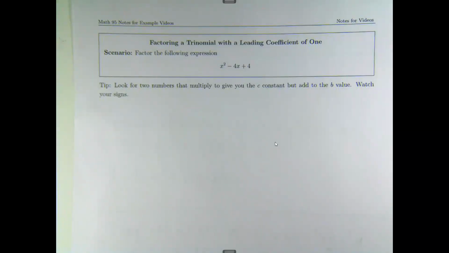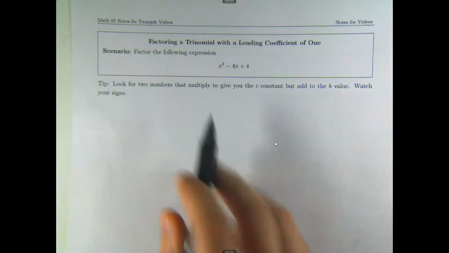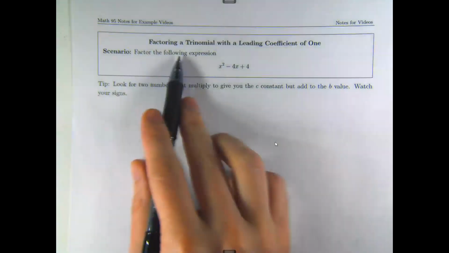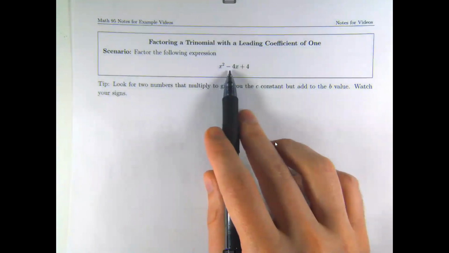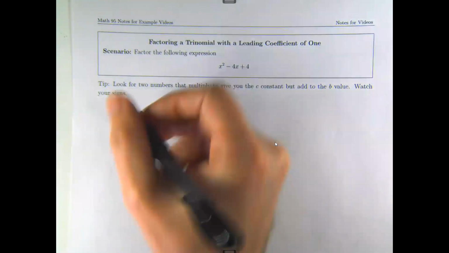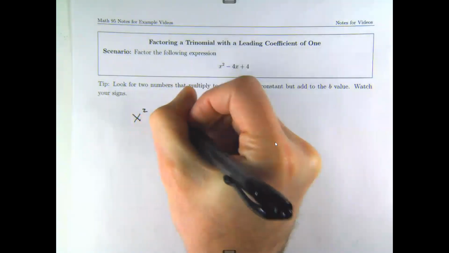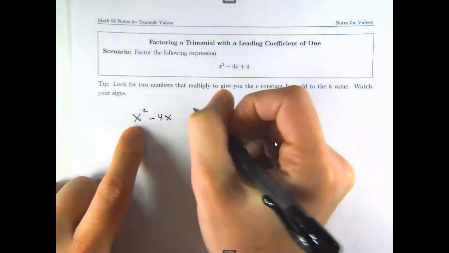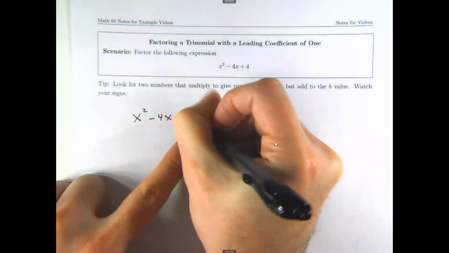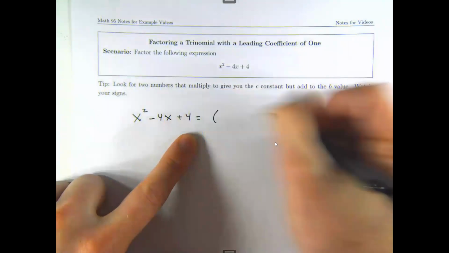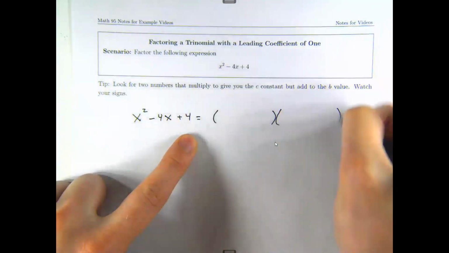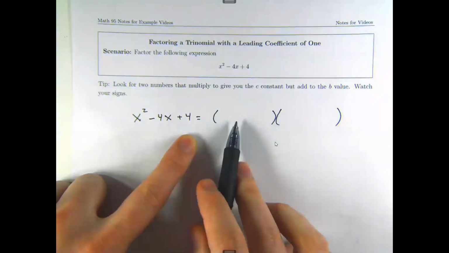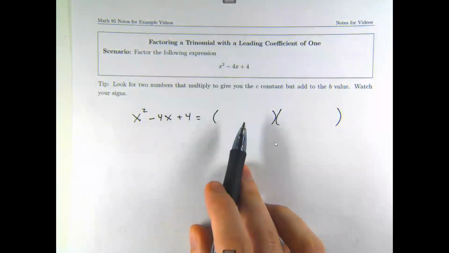Looking at factoring a trinomial with a leading coefficient of 1. So I have the scenario here: factor the following expression, x squared minus 4x plus 4. When I'm factoring a trinomial, tri meaning 3, nomial meaning terms, I have 3 terms: x squared, negative 4x, and 4. My goal is to have 2 expressions that multiply together to give me this.